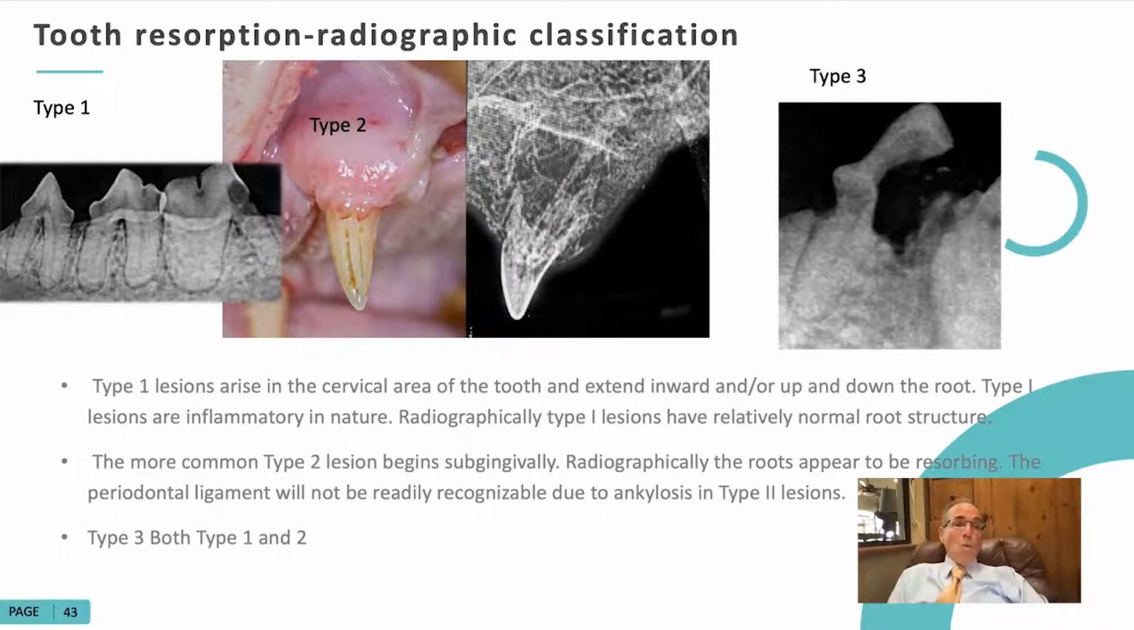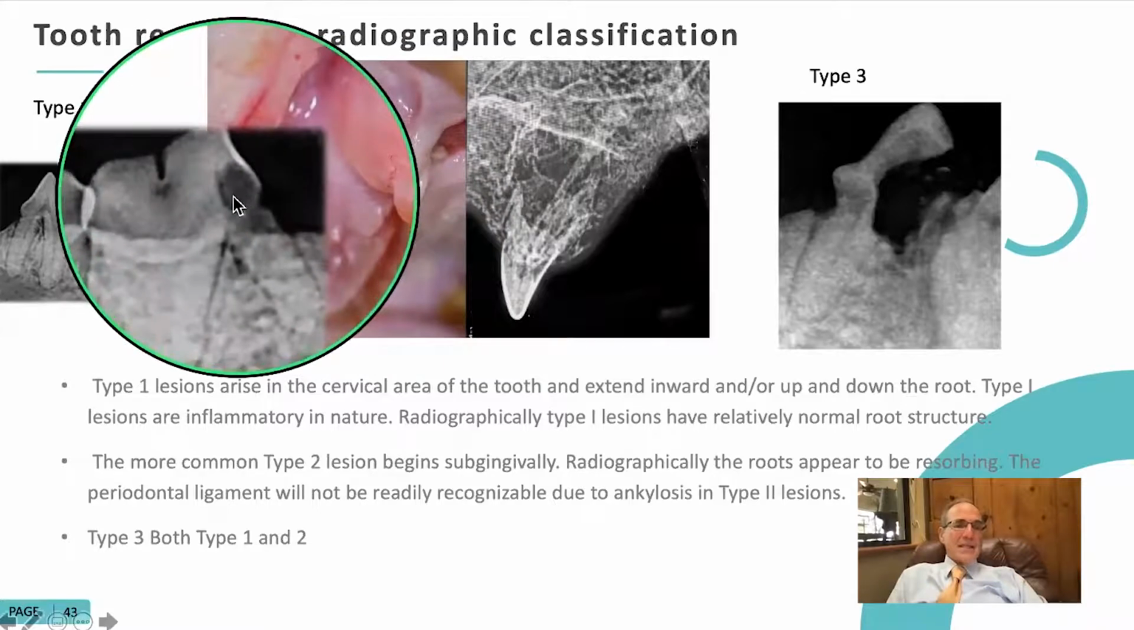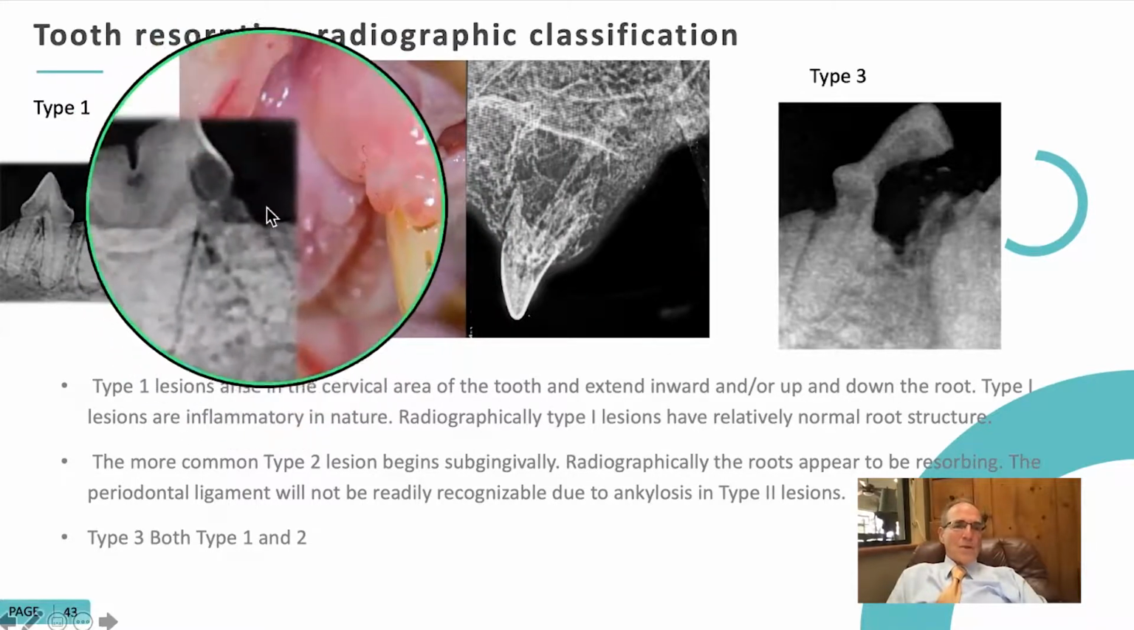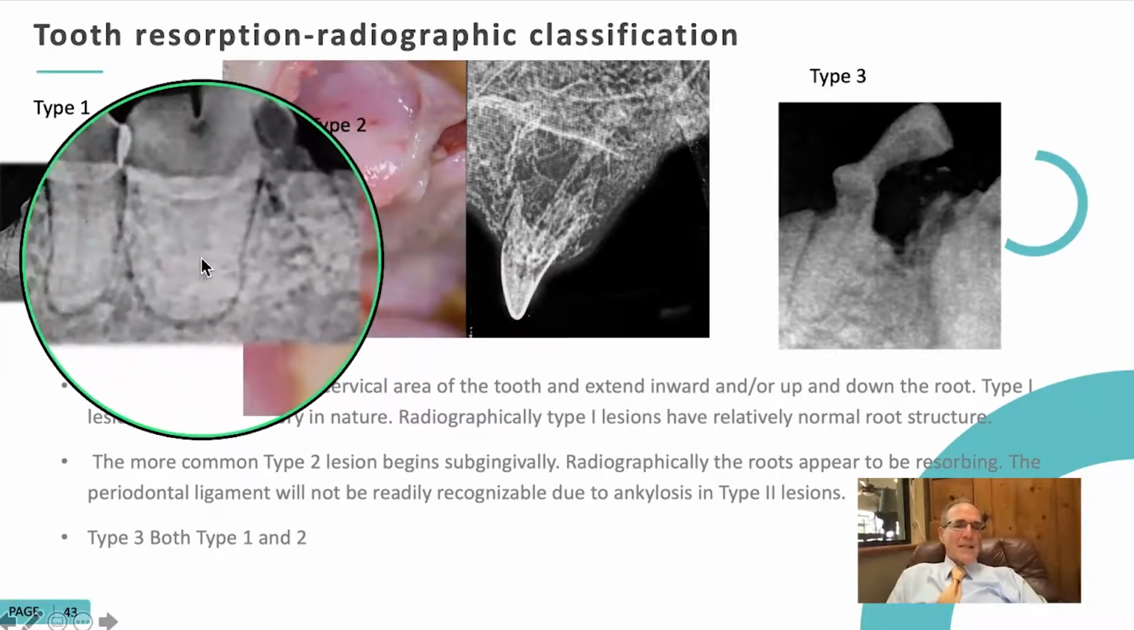So type 1 lesions arise from the cervical area of the tooth and extend inward and upward, up and down the tooth. Type 1 lesions are inflammatory. Radiographically, type 1 lesions have relatively normal root structure. So this is that typical type 1. The root looks normal. You can see the periodontal ligament. This root looks the same opacity as that root.